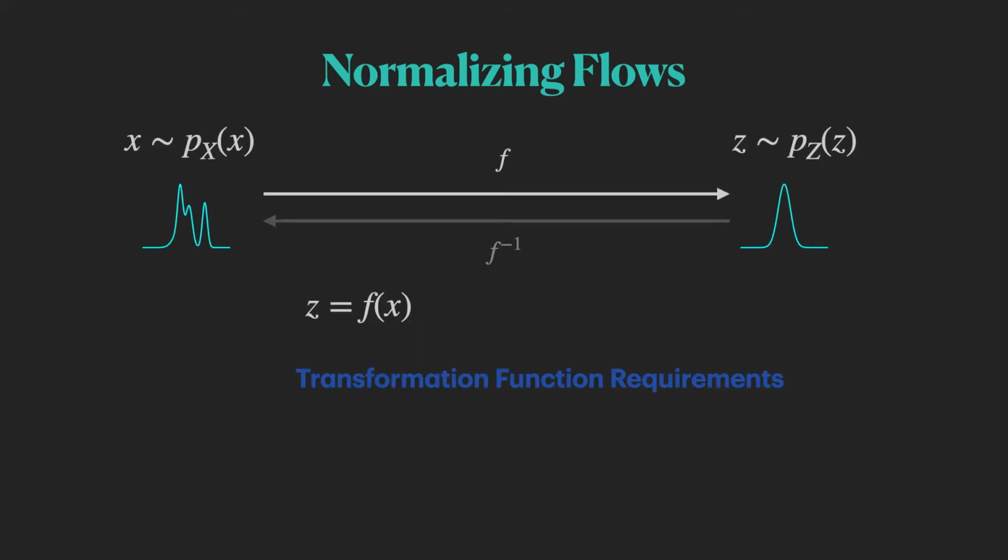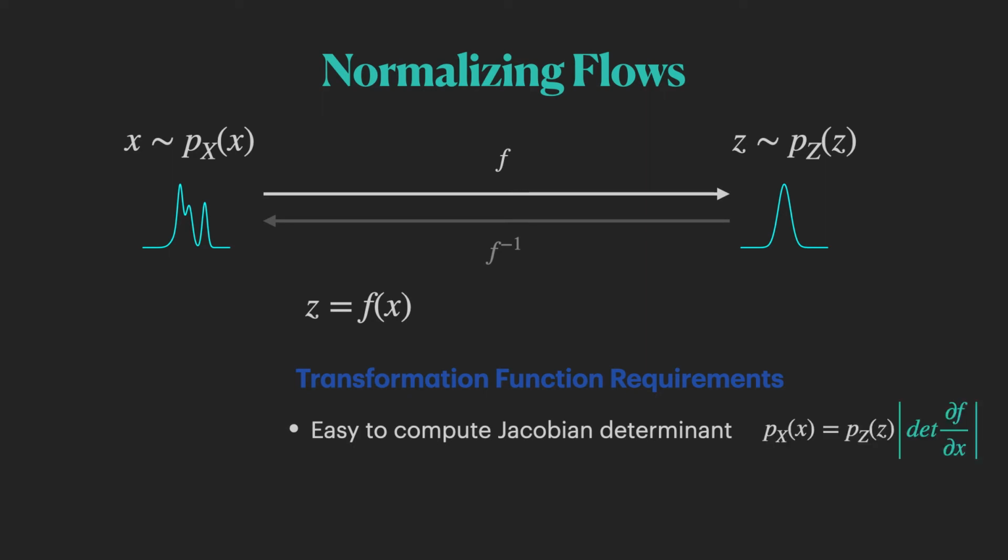So what are the conditions from this transformation function for it to be useful in the generative model? First, the determinant of the Jacobian has to be easy to compute. This is what we evaluate during training, and if this is slow to compute, training will be slow as well. Secondly, it has to be easily invertible.